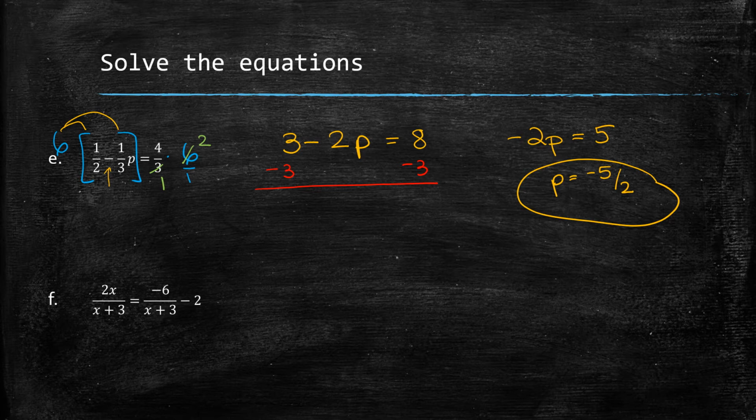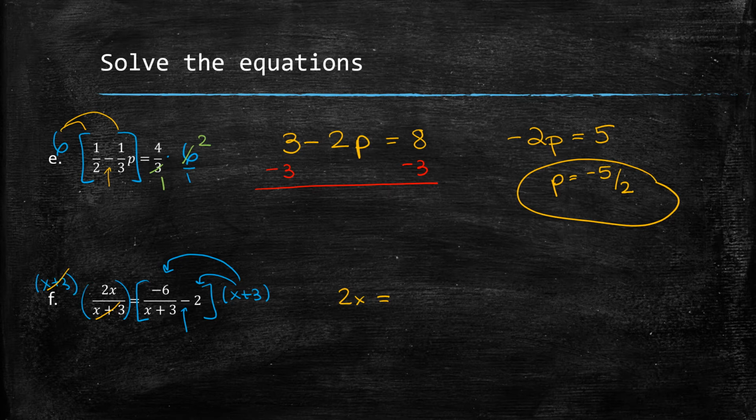Okay, moving on to part F. So again, I have fractions here, and I'm going to choose to clear the fractions. This time the denominator is x plus 3. So I'm going to multiply that on both sides. I need to distribute on the right-hand side this time, because that's where the subtraction symbol is. Okay, on the left-hand side, my x plus 3's cancel, so I'm simply left with 2x.